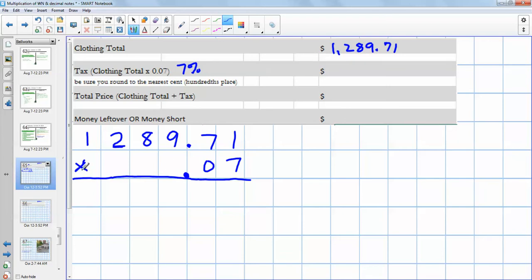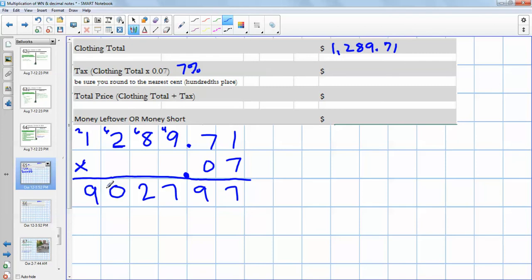All right, so here's how I'm going to set up my problem. And I'm doing traditional, so if you do lattice, you can set up lattice. 9 times 7 is 63. Plus 4 is 67. That's 56. Plus 6 is 62. That 7 times 2 is 14. Plus 6 is 20. And 7 times 1 plus 2 is 9.